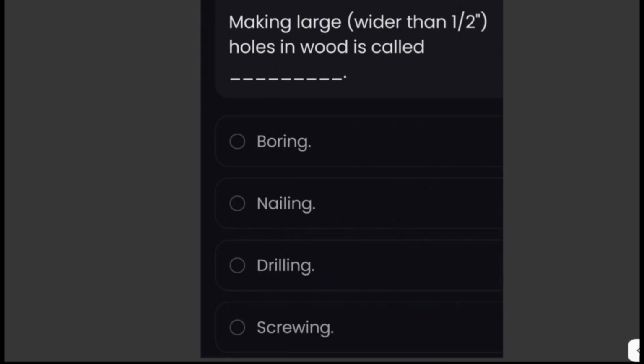Making large, wider than 1/2 inch holes in wood is called boring, nailing, drilling, or screwing? When making large holes with a diameter greater than 1/2 inch, a process called boring is often used. So the answer here is boring. Boring is a technique that enlarges or creates holes in materials, typically using specialized tools such as hole saws or auger bits.